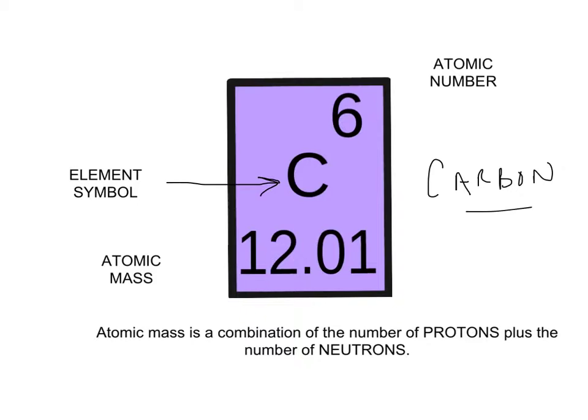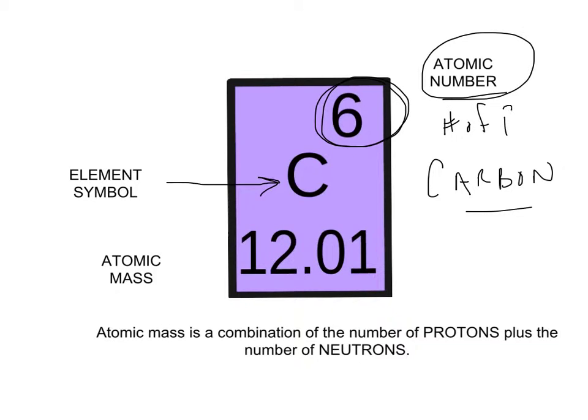We can see up here in the corner on most of them is the atomic number. The atomic number for carbon is 6. What the atomic number tells us is the number of protons.